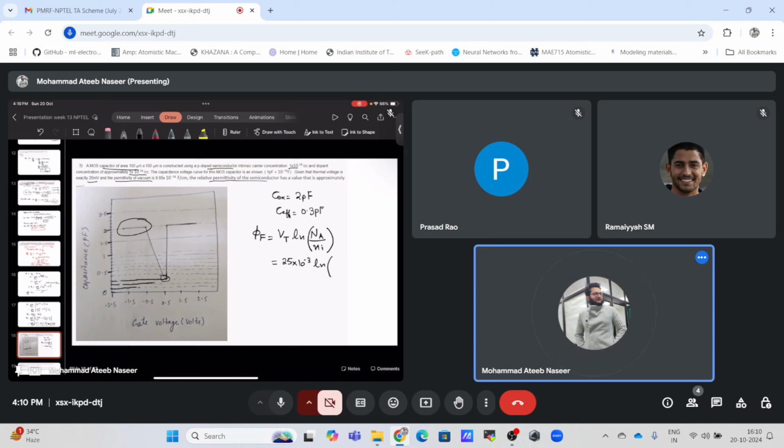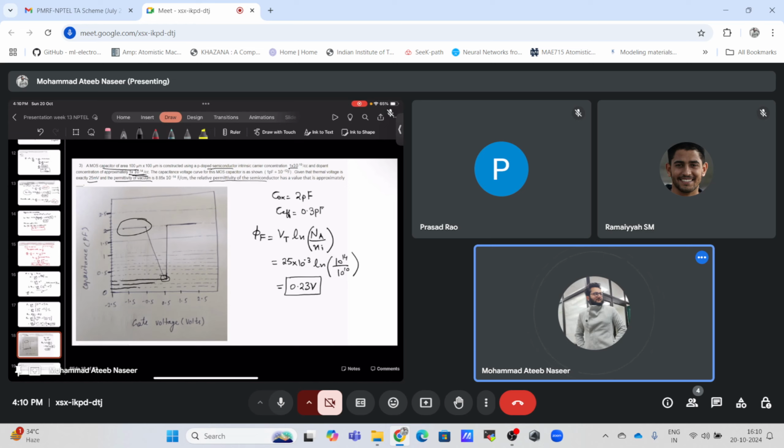Na is, I guess, 10 to the power of 14. Yes, it is 10 to the power of 14. Ni is 10 to the power of 10. So it is simply 0.23. This we did a few seconds ago: ln of 10 to the power of 4 times this 25 is 0.23.